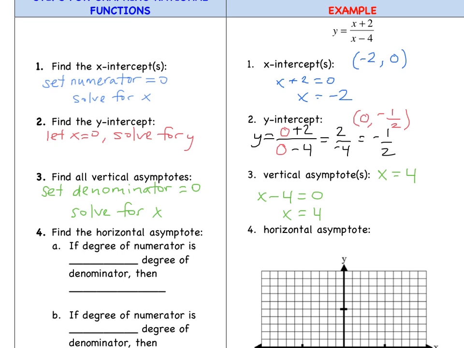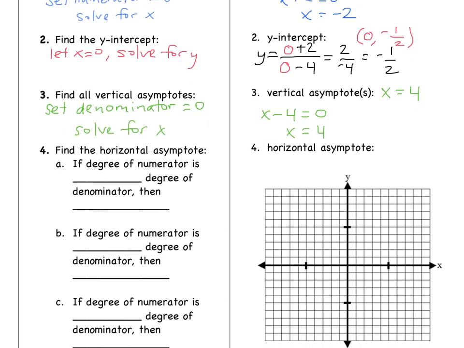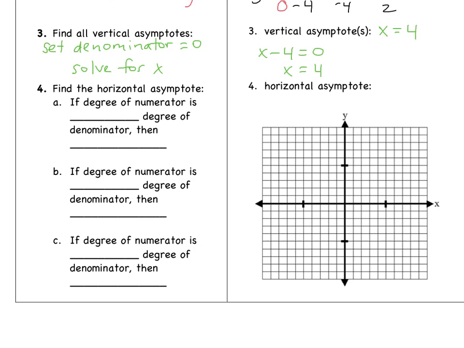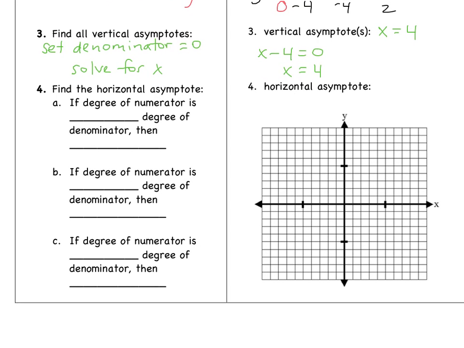And then finally, to find the horizontal asymptote, there's a few steps involved here. There are different scenarios that we need to be aware of. To find the horizontal asymptote, we have to compare the degree, the highest exponent, in the numerator to the degree, the highest exponent, in the denominator. There are three scenarios. Scenario 1: if the degree of the numerator is less than the degree of the denominator, then the horizontal asymptote is y equals 0.